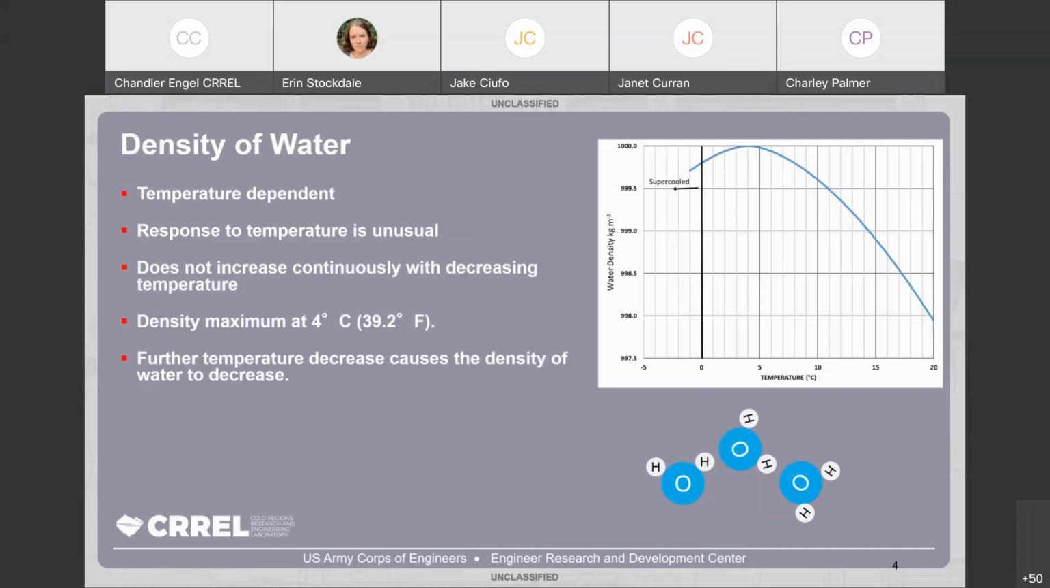But even after the phase change from water to ice, so when it's in a solid state, ice is less dense than water in its liquid form at 4 degrees C. That's a pretty important aspect of water or feature of water.